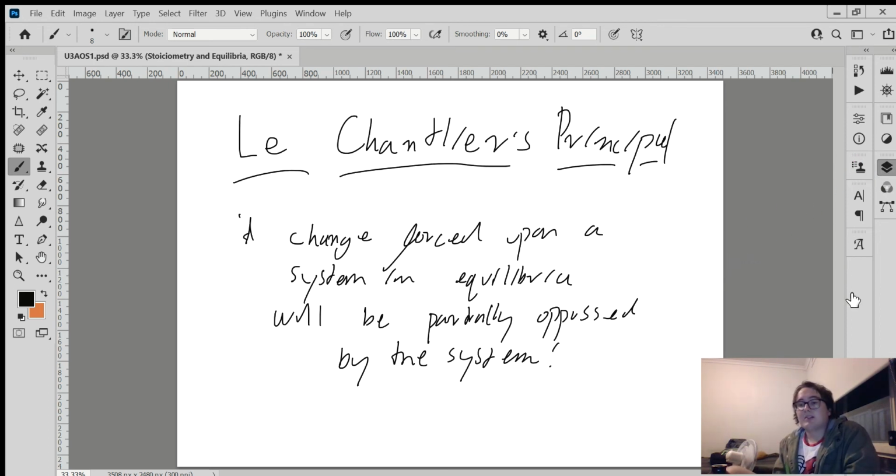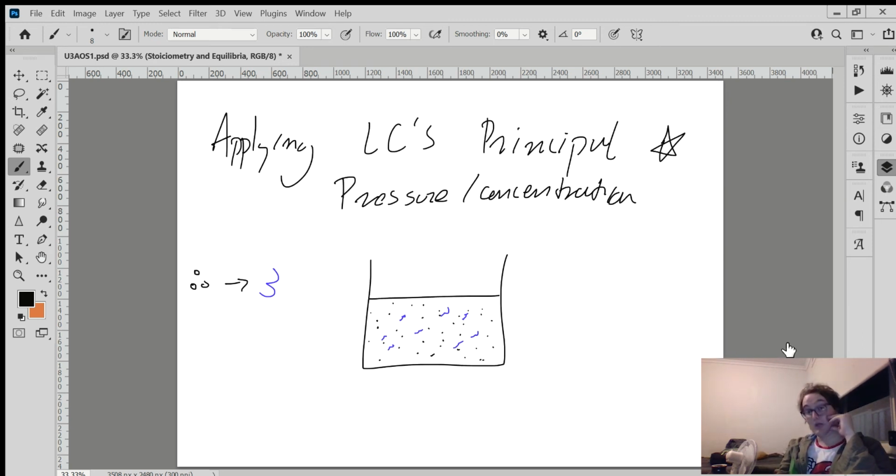Now, my least favorite part of this topic, Le Chatelier's principle. It's probably the most boring part of it. It essentially means a change forced upon a system in equilibrium will be partially opposed by the system. This happens a lot. There's a lot of questions on it. One of the more obvious ones is pressure and concentration. So imagine this vessel of gas, and imagine I press down on it.